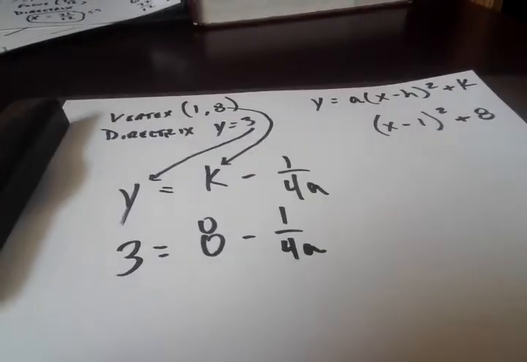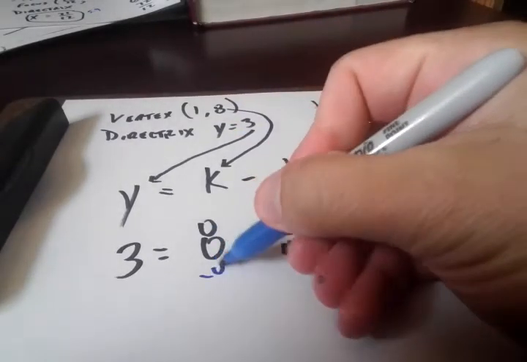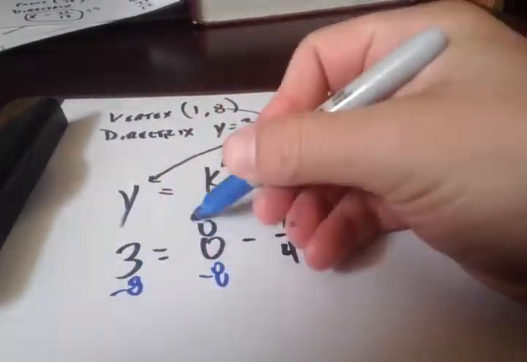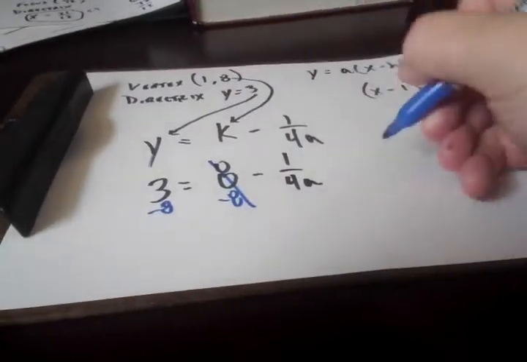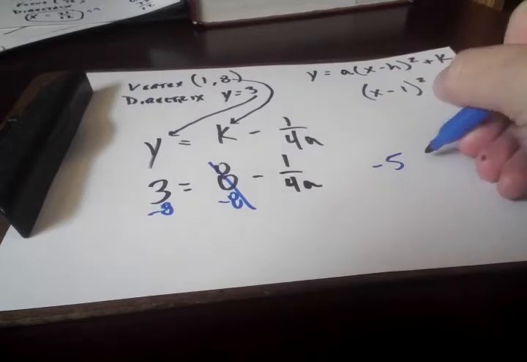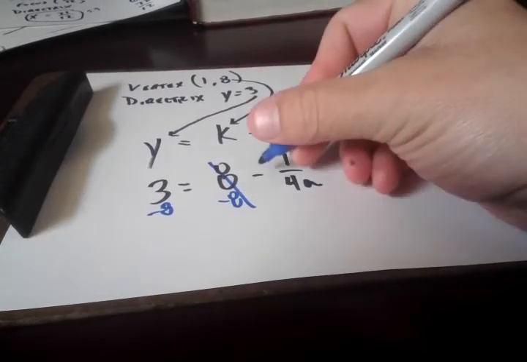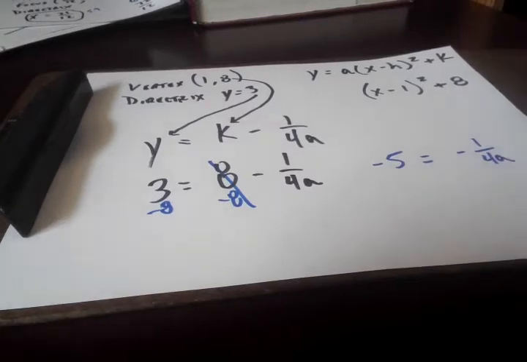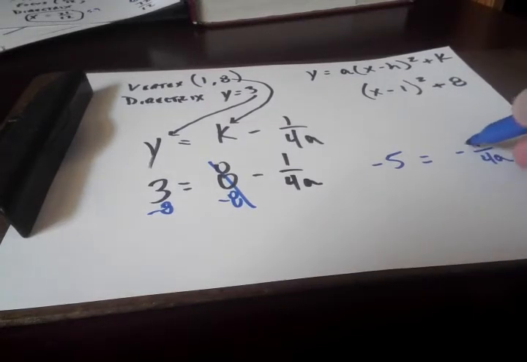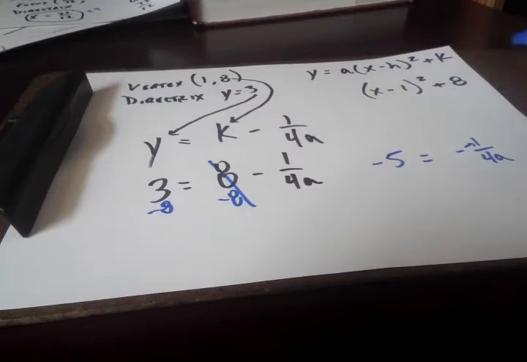We're going to solve this equation for a. The first thing I'm going to do is subtract 8 here and here. They cancel. 3 minus 8 gives us a negative 5. Negative 5 equals, and then I have negative 1 over 4a. And we can just put this negative with the 1 up here, so we can just make that negative 1.